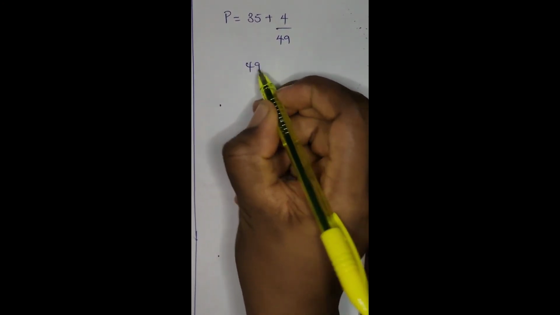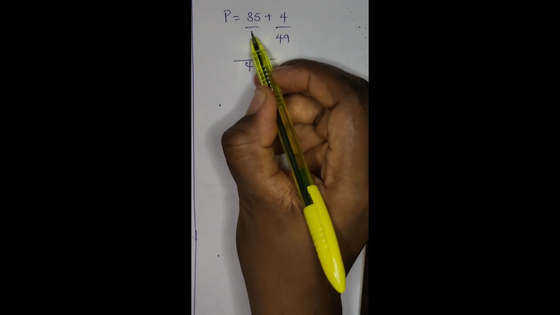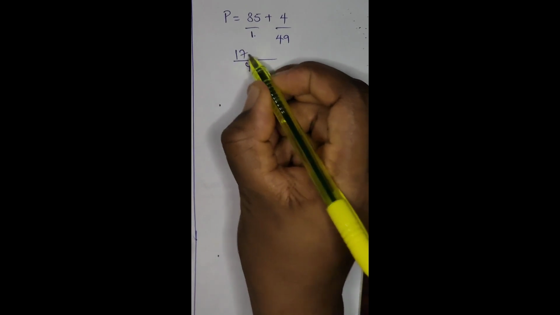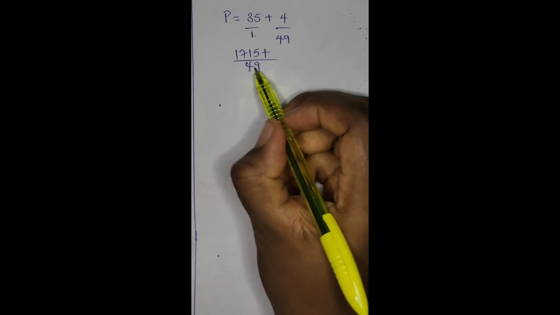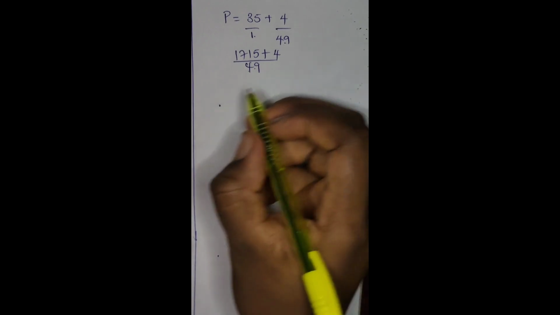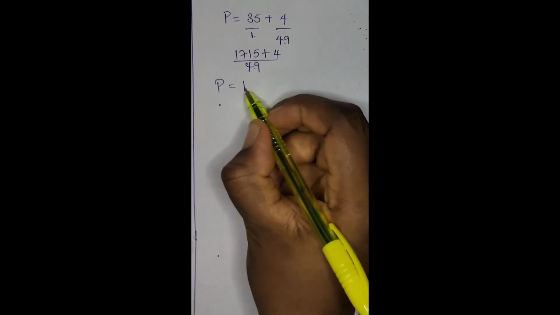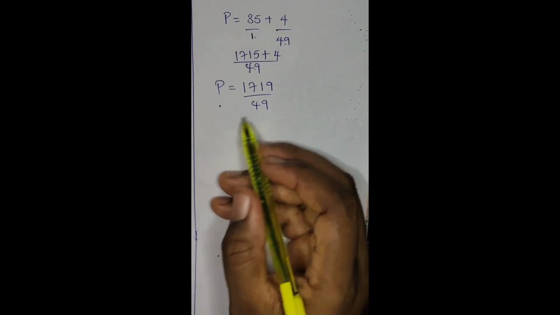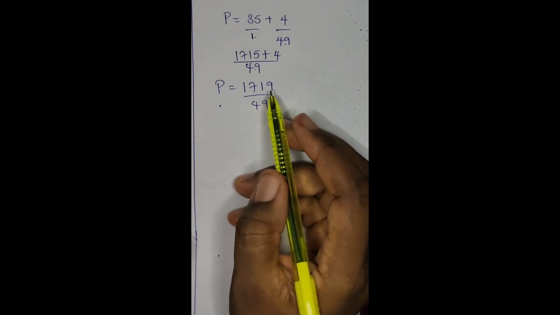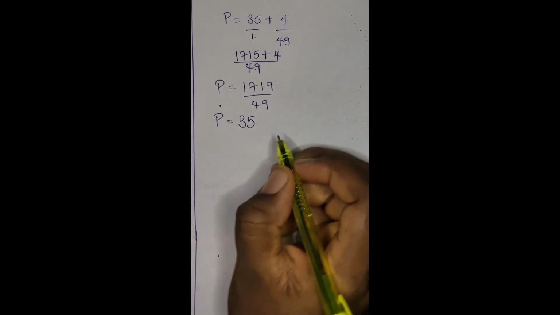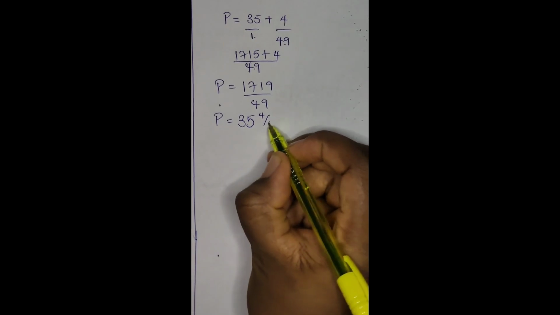This will give us 49 times 35, which is 1715, plus 49 divided by 49 is 1, and 1 times 4 is 4. So p is equal to 1719 over 49. This is an improper fraction, so if we resolve it to a mixed fraction, it will give us p equal to 35 whole number 4 over 49.